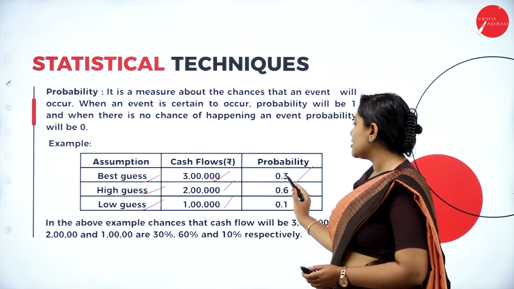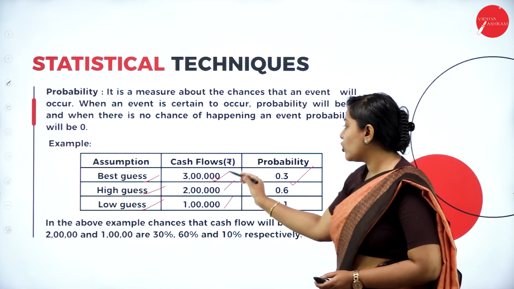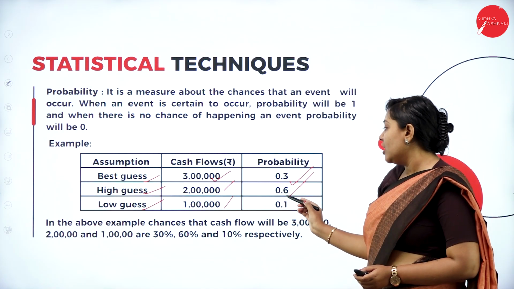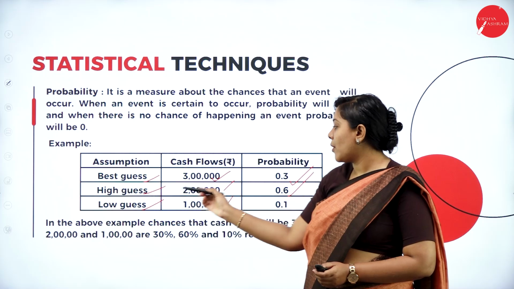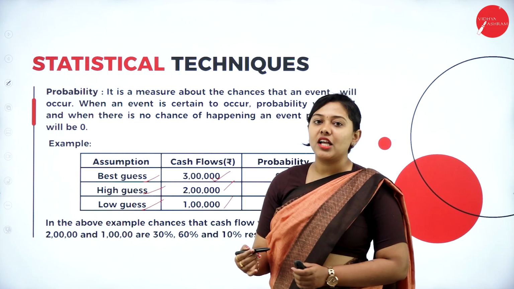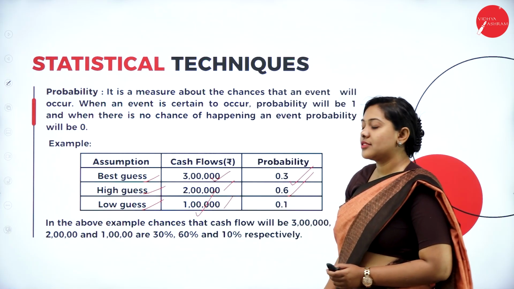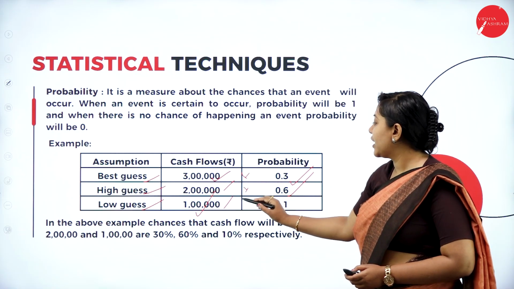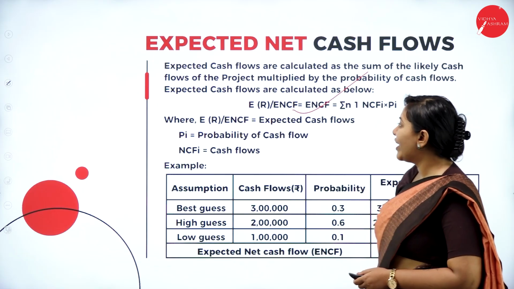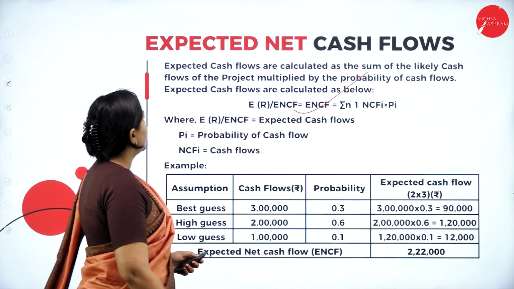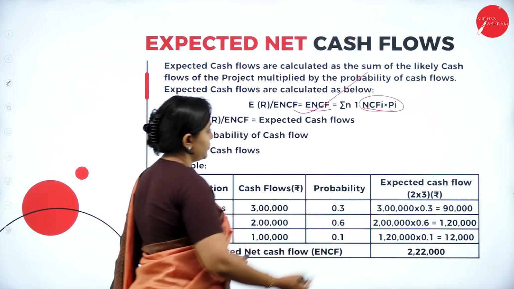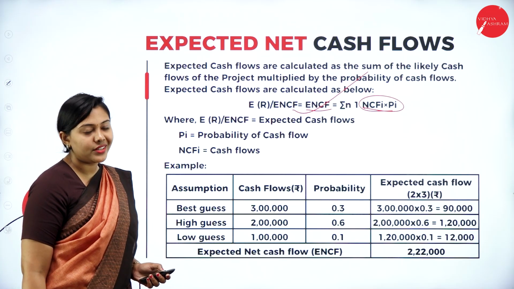So 30% is the probability that the expected cash flow you will be getting is 3 lakh. 60% is the probability that you will get the cash flow as 2 lakh. So 10% will be the probability for the cash flow you will be getting for the low guess, that is 1 lakh. So if you do multiplication and sum the values, you will get the expected net cash flow. We have a formula here. So how to get the formula? Expected net cash flow into probability. If you do it, the summation of this is expected net cash flow.